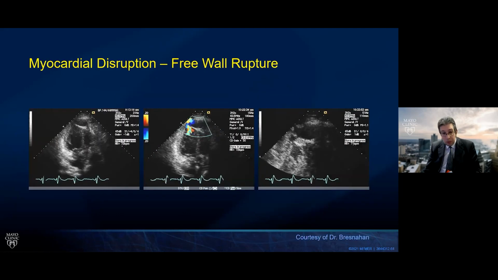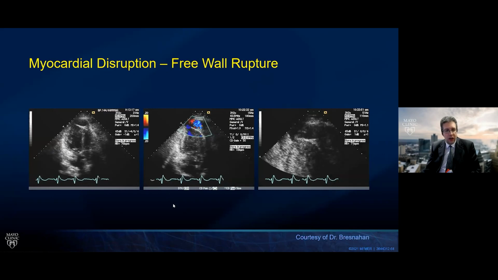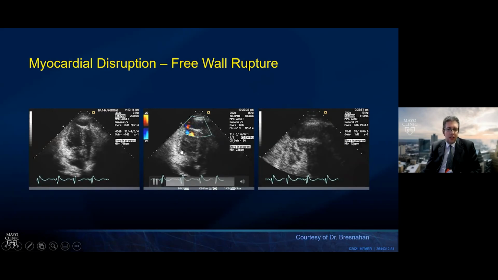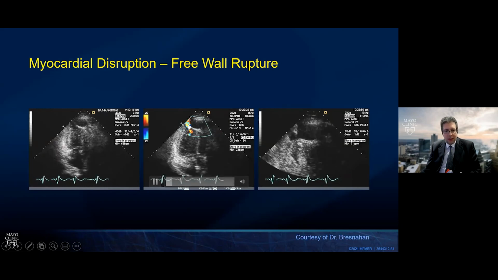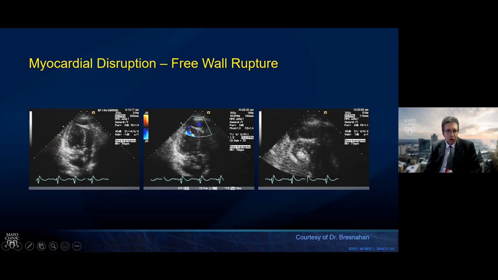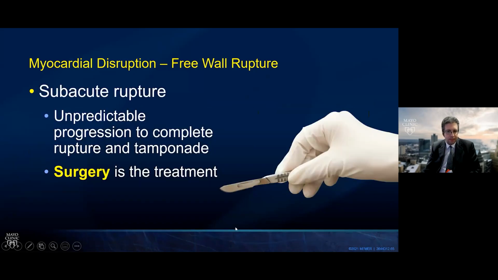Here's an example of a pseudoaneurysm. If you look here out at the LV apex in this 4-chamber view, you can see that there is flow from the LV apex out into this space, this echolucent space out at the apex. And this is someone who has developed an apical pseudoaneurysm.